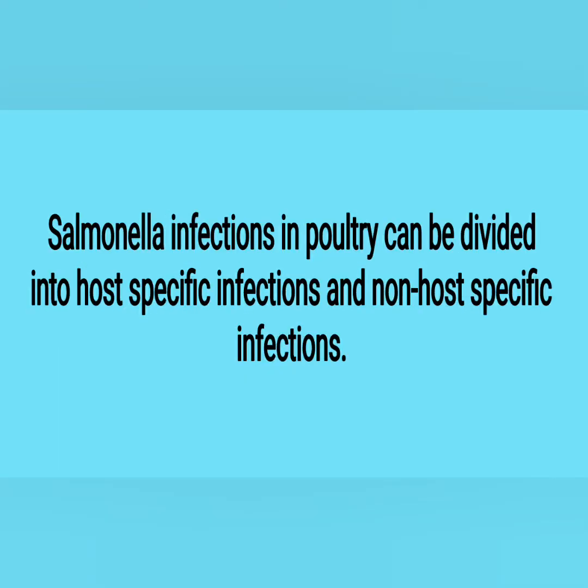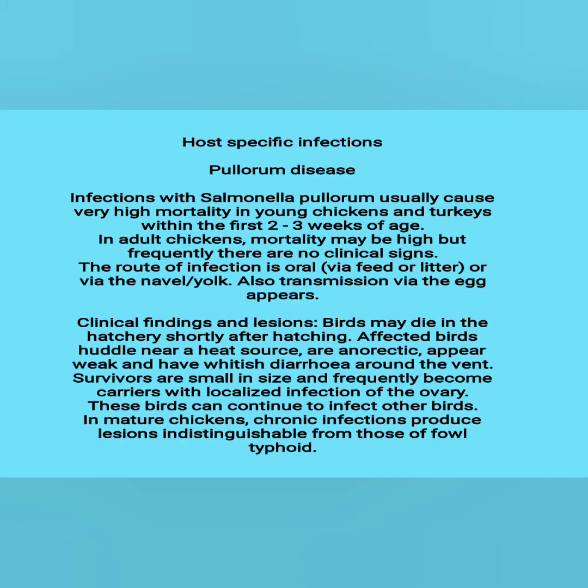Salmonella infections in poultry can be divided into host-specific infections and non-host-specific infections. Host-specific infections: Pullorum disease. Infections with Salmonella Pullorum usually cause very high mortality in young chickens and turkeys within the first 2 to 3 weeks of age. In adult chickens, mortality may be high but frequently there are no clinical signs. The route of infection is oral, via feed or litter, or via the navel, yolk. Also transmission via the egg appears.